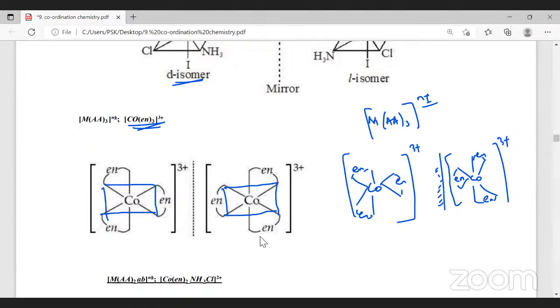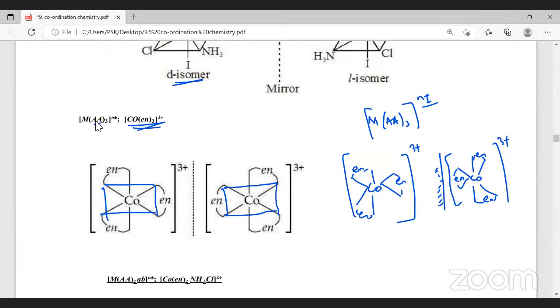See, this is the actual structure. So they are mirror images of each other, but they are not superimposable. Therefore, this also will exhibit geometrical optical isomerism. All right, this is of the type MA3, AA3.